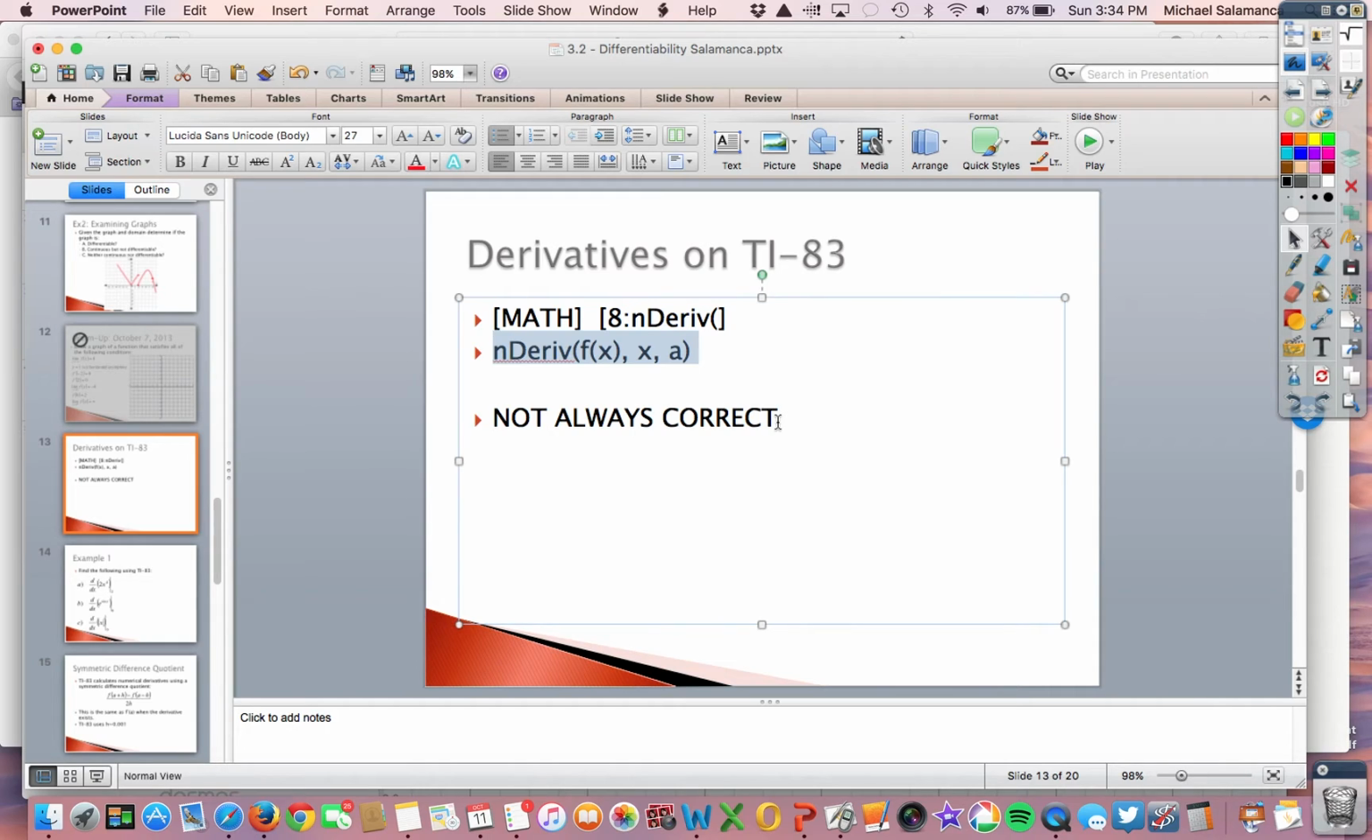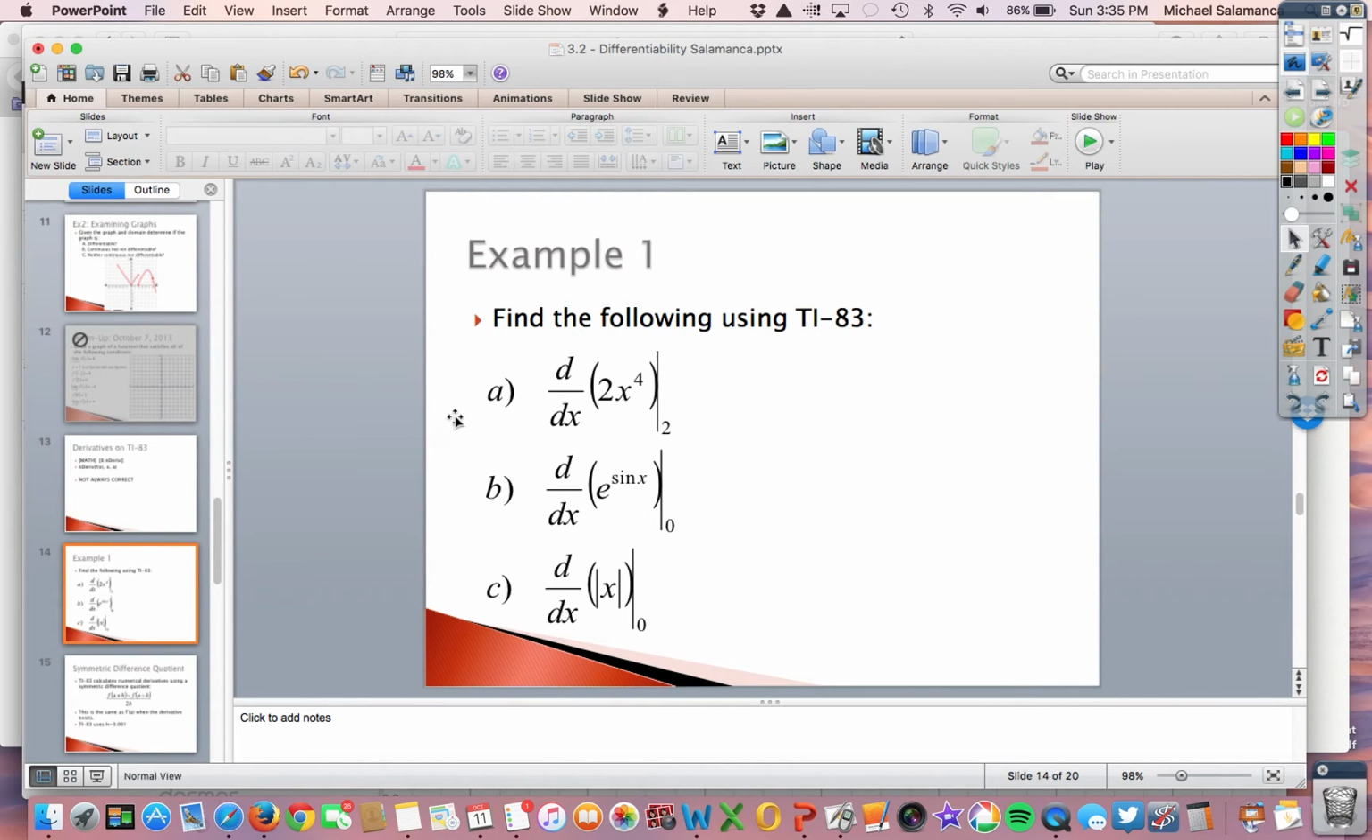The reason it's not always correct is because it takes an approximation, which we'll talk about in just a second. The ones that will especially not be correct are the ones we mentioned earlier: the point where you have a corner, cusp, vertical tangent, or discontinuity. I just want to make sure you're clear on that. For the most part, it'll work, but not all.